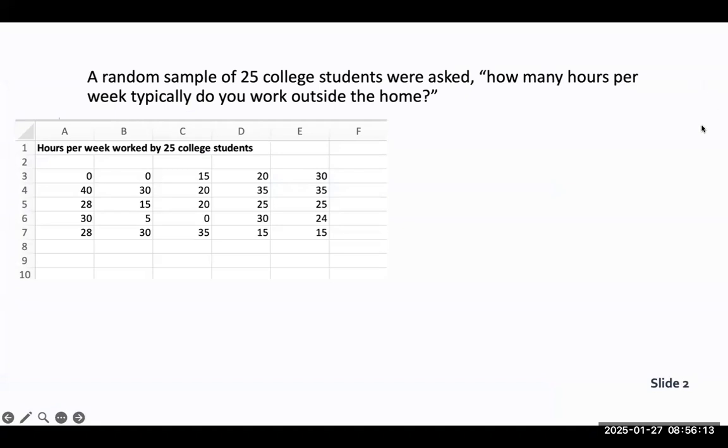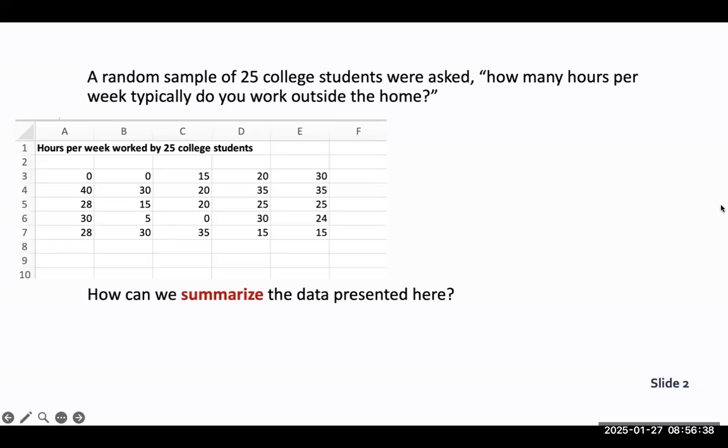Suppose you have a random sample of 25 college students and you ask them how many hours per week do you typically work outside the home? And let's say this is the data we collected. So as you can see, I have 25 pieces of data. I have the number 0, which is 0 hours per week. Somebody works 15 hours per week, and so on.